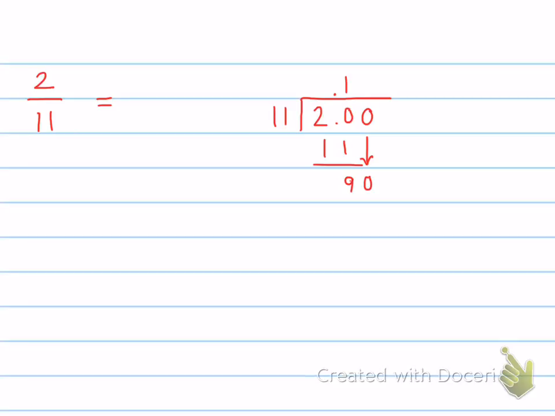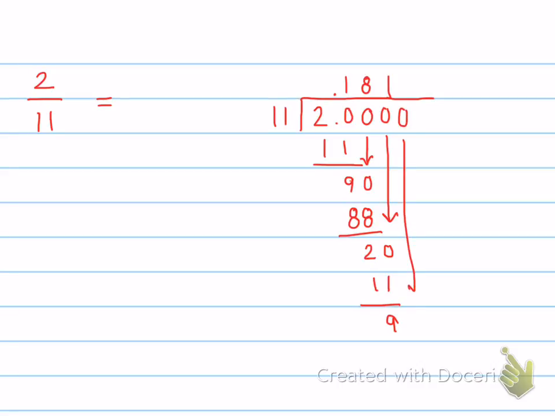11 goes into 90 8 times. That is 88. Subtract, I get 2, still have a remainder, so I'm going to add another 0. Bring down that 0. 11 goes into 20 one time. That's 11. Subtract to get 9. And I need to add another 0. I'm going to bring down that 0. So now I have 90. And that's going to be 8.